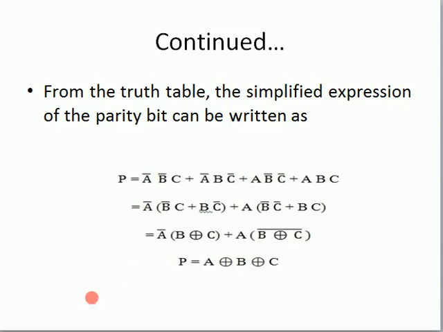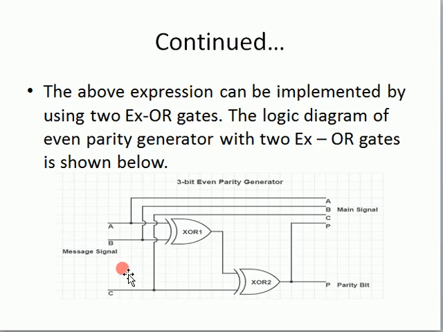And now we will implement the circuit here. We see that we need 2 exclusive OR gates. One has inputs A and B, and the other has the output of the first along with C. So here is the implementation of that Boolean expression. So there is the 3-bit even parity generator.